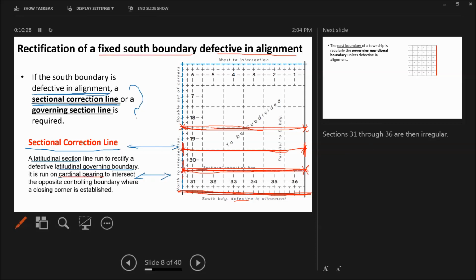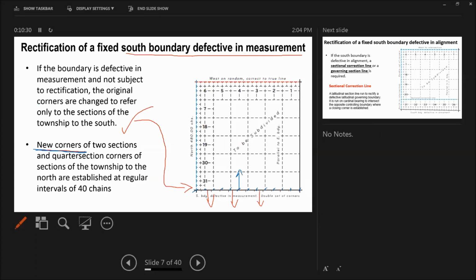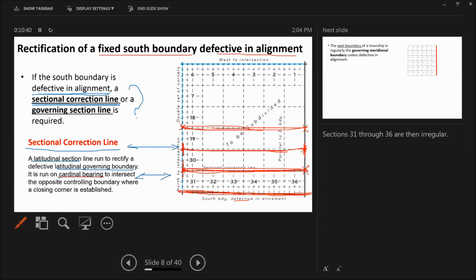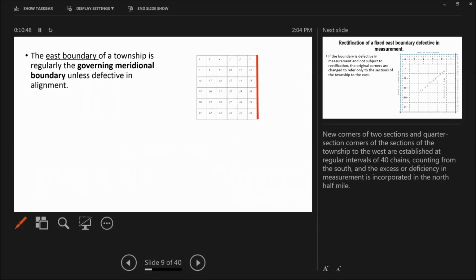Okay, so we've seen here two cases. We've seen if the south boundary is defective in measurement, we establish new corners at regular sections. And if it's defective in alignment, we establish a sectional correction line. So please be aware of these terms and these definitions and how it works, please. Okay, now back to the concept.